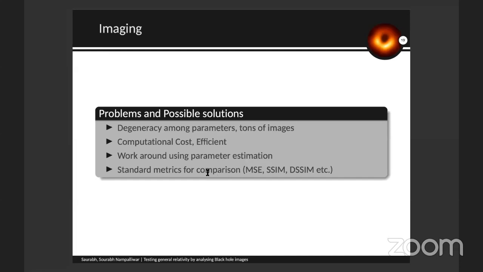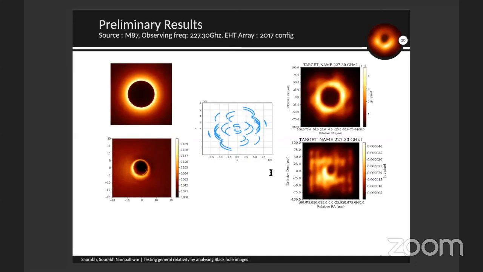And then to compare our work with previous works and previous images, we use some standard metrics, which are mean square error, the structural similarity index, or the structural dissimilarity index. These are the results that we have found in terms of our main work, where we have tried to simulate a rotating black hole and a Schwarzschild black hole. And this is how the Event Horizon Telescope might see those images.